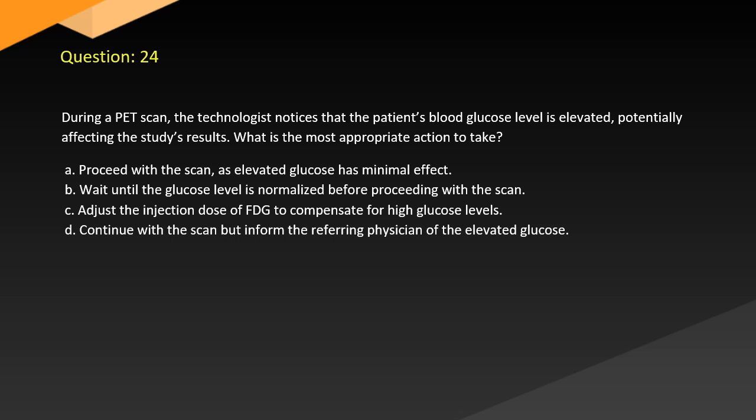Question 24. During a PET scan, the technologist notices that the patient's blood glucose level is elevated, potentially affecting the study's results. What is the most appropriate action to take? A. Proceed with the scan as elevated glucose has minimal effect. B. Wait until the glucose level is normalized before proceeding with the scan. C. Adjust the injection dose of FDG to compensate for high glucose levels. D. Continue with the scan but inform the referring physician of the elevated glucose.